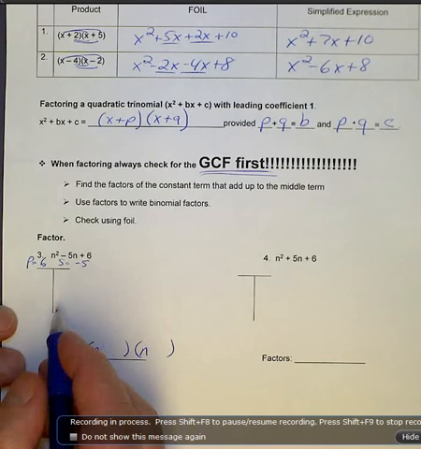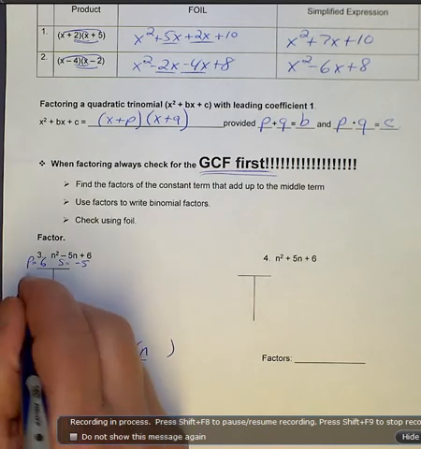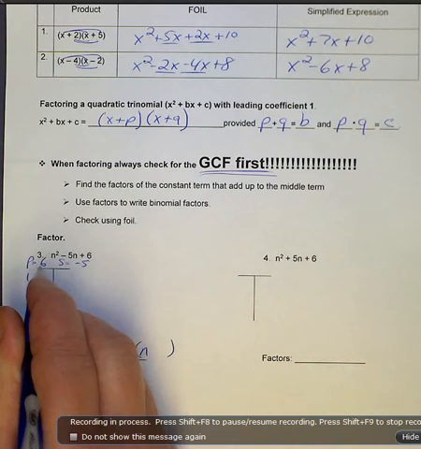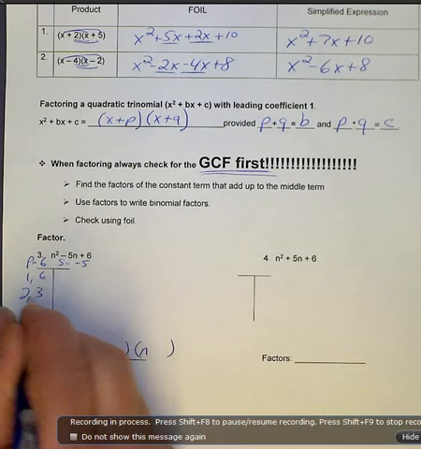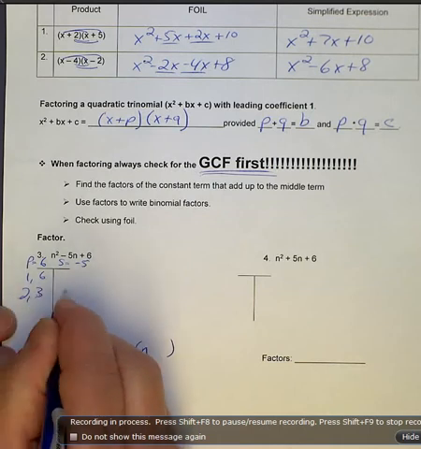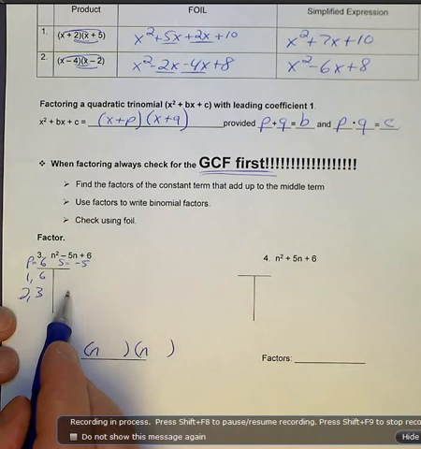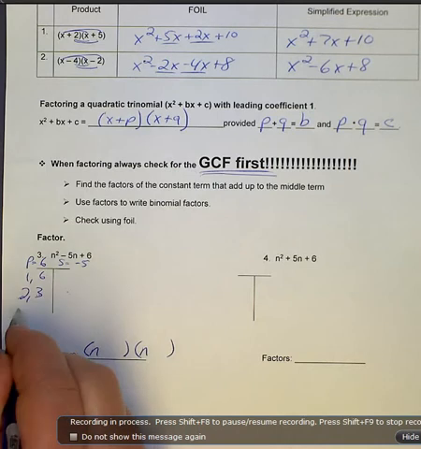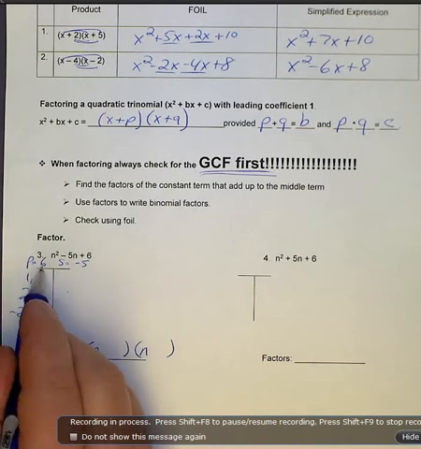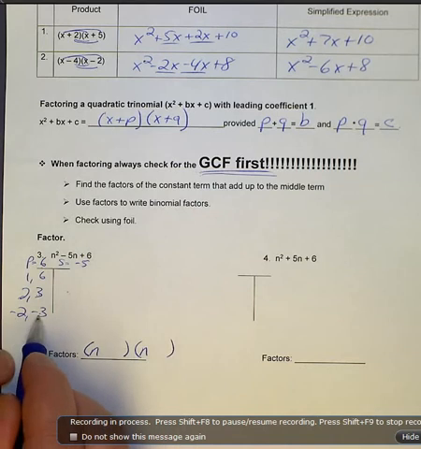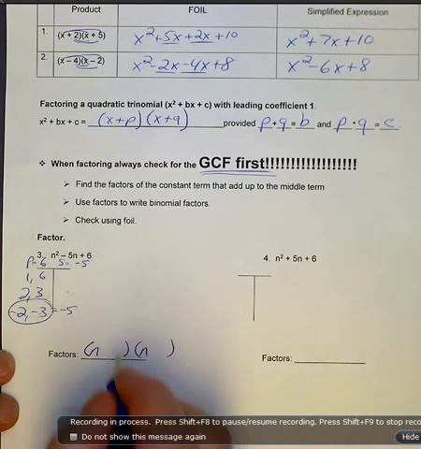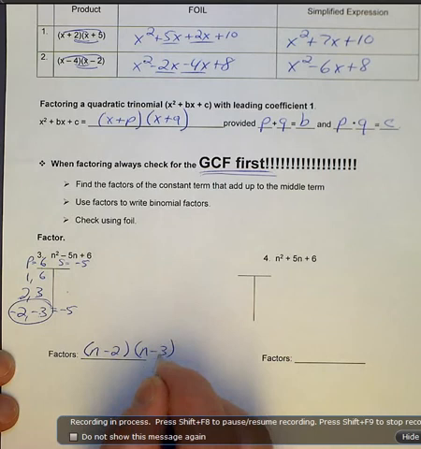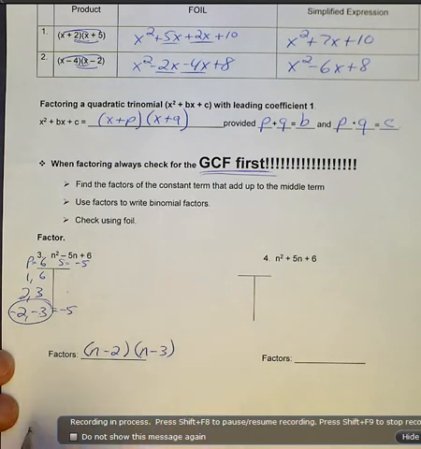So we have to find factors of 6. What numbers multiply to 6? 1 and 6. 1 times 6 is 6. 1 plus 6, that's not negative 5. That doesn't work. 2. 2 times 3 is 6. 2 plus 3 is a positive 5. Getting close. What about negative 2 times negative 3? Negative 2 times negative 3 is positive 6. Negative 2 plus negative 3 is a negative 5. And those are our factors. And we put them in right here. n minus 2, n minus 3. And that's our answer. But we're going to check it to make sure we did it correct.